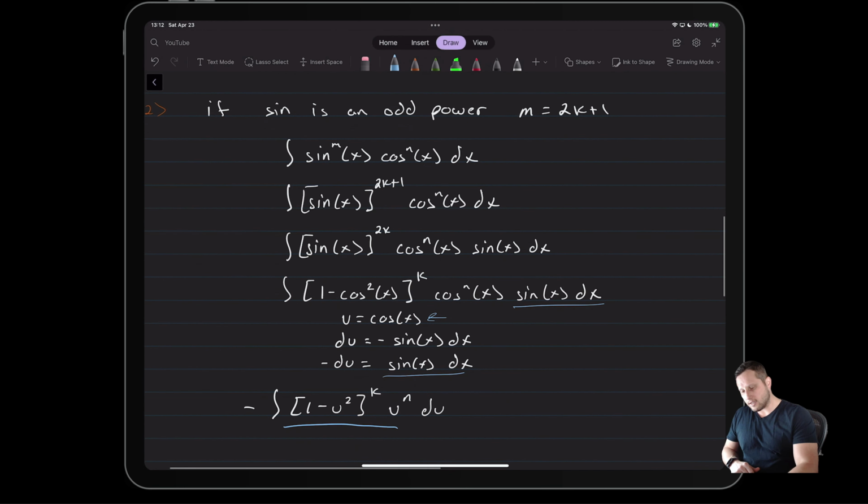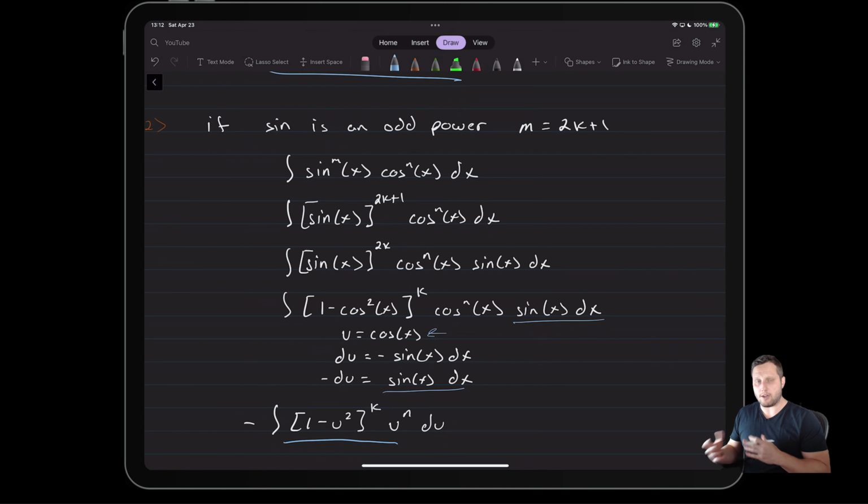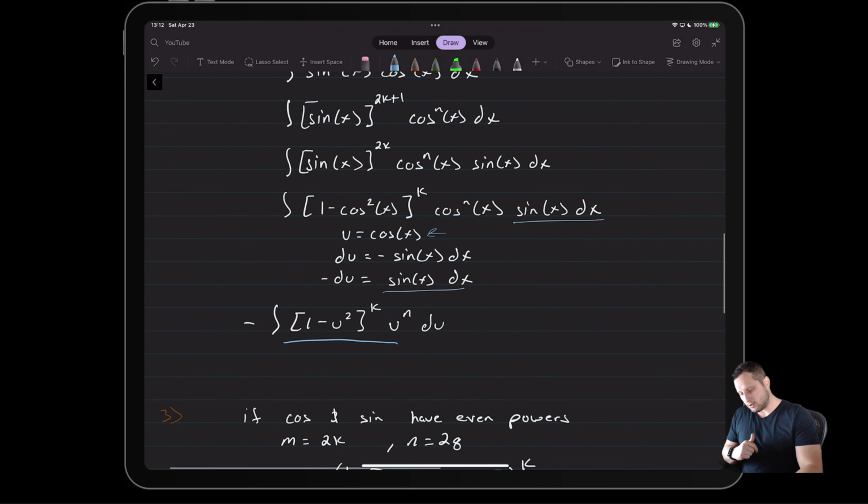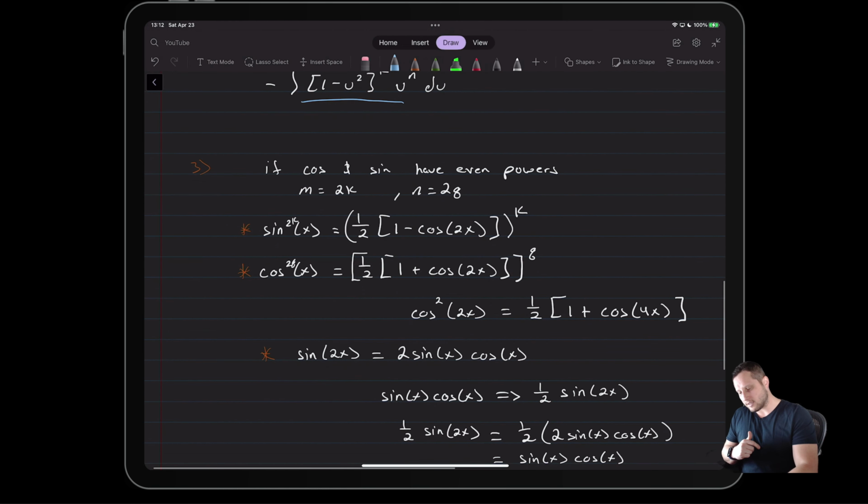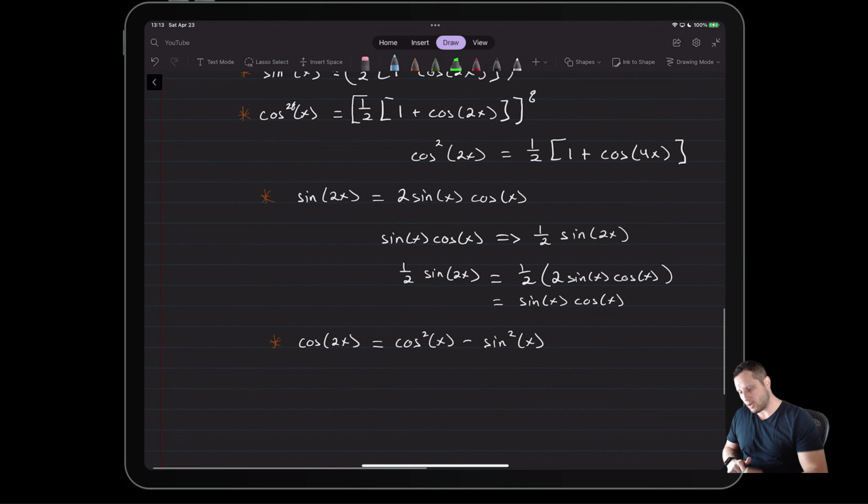And then if your sine is an odd power, you're just going to do the same thing but with sine. You're going to separate out a sine, you're going to rewrite that even sine to an even power as a 1 minus cosine squared. You're going to let u equal your cosine, and then from there you can do your u substitution. And lastly, if they're both even powers, then you'll want to take advantage of the power reduction formulas and go from there.